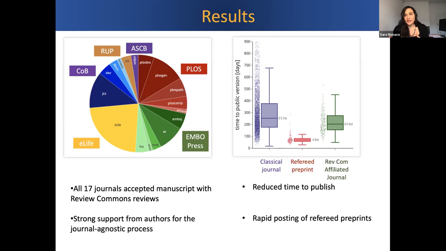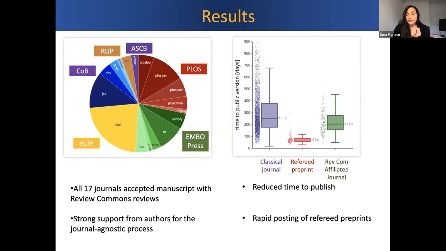In green, you see instead the data derived from Review Commons, and it is already clear that time to publish looks consistently shorter. And this is already a big achievement. But I would also like to draw your attention to this red bar that refers to the time of posting refereed preprints that compared to the other two, it's much, much shorter. So of course, this is totally expected because this time does not involve the decision of a journal and the long process of publication. But it is still important to notice how quickly a peer-reviewed article, so solid science, can reach the scientific community for free.